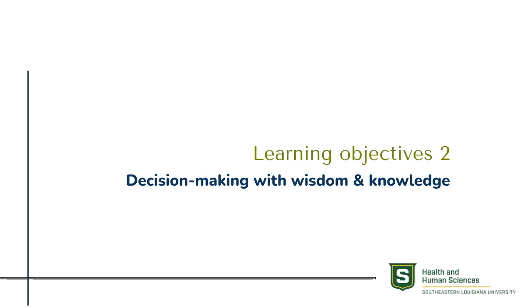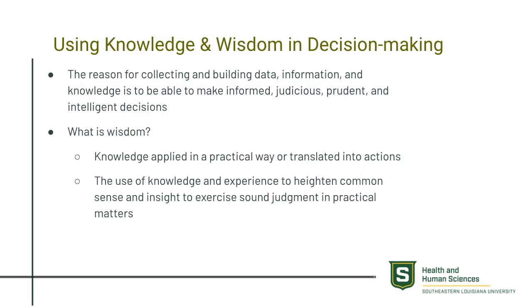So going to learning objective 2, where we're going to talk about decision making with wisdom and knowledge. In the last module, we looked at how quality data gives us quality information, and the whole purpose of collecting and building data, using data to transform it into information, and acquiring knowledge, is so that at the end of the day, we are able to make informed, judicious, prudent, and intelligent decisions.